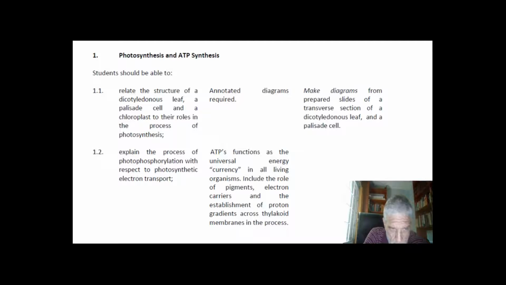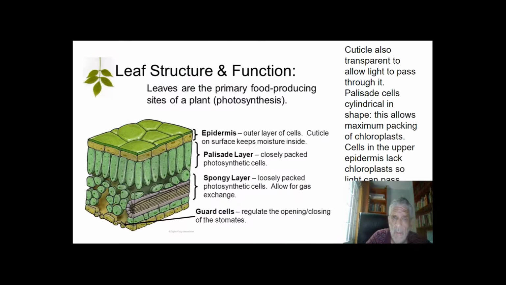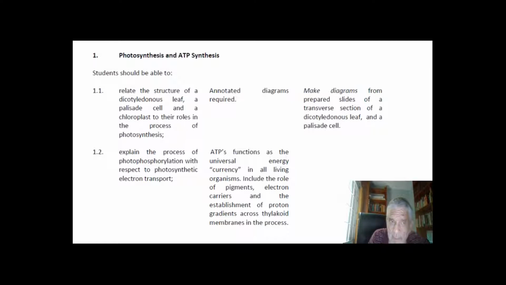But we'll briefly move on to the next part. Explain the process of photophosphorylation. Well, we actually won't get onto this. We'll just look at the structure of ATP, and that will be it for this class. So, looking at the structure of a leaf, remember we need to know the structure of a leaf, and it needs to be annotated.